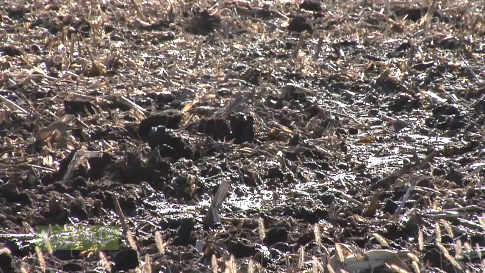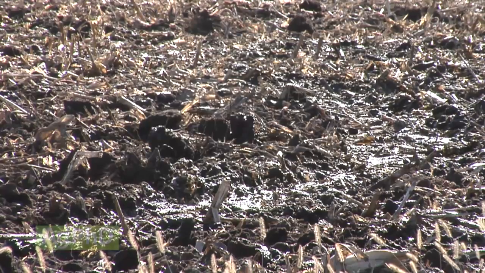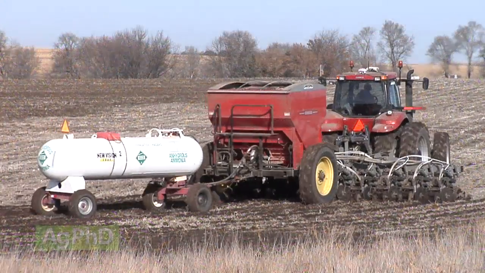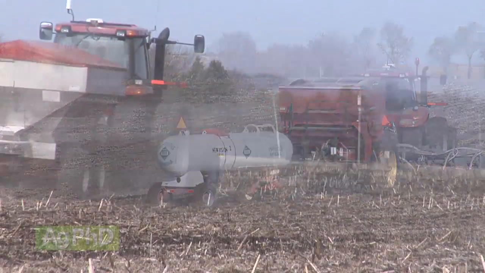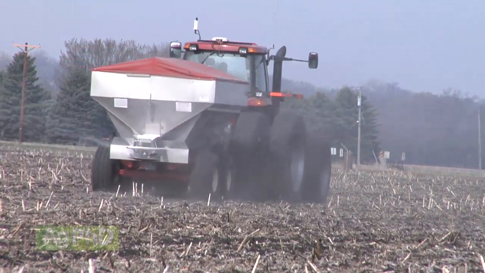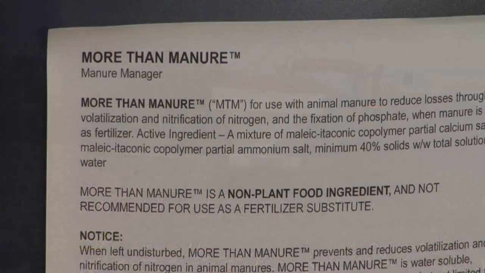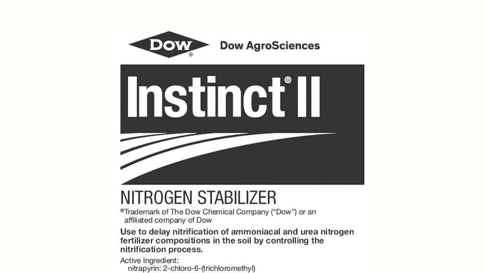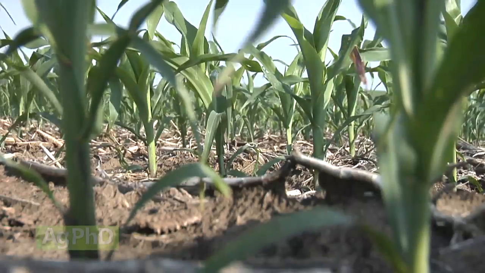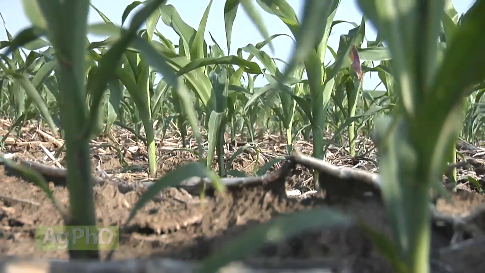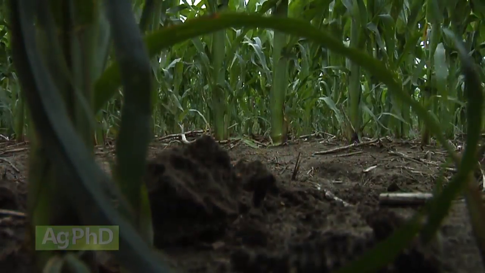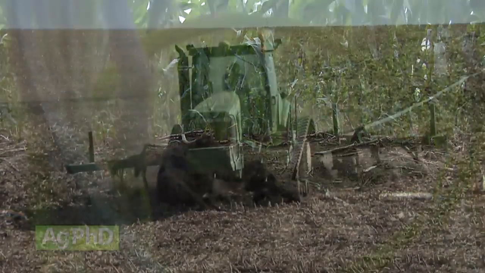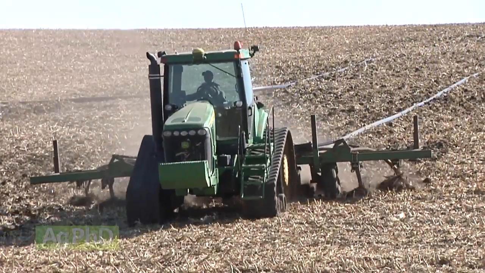Fortunately, with manure, it's going to come available a little more slowly than it would if you're putting out anhydrous, or you're putting out urea or liquid 28%, something like that. But still, there are a couple of stabilizers, whether it's more than manure or Instinct 2, that you could put on that manure. I would highly recommend that, because you think about how soon is your crop going to be taking up that nitrogen? Well, quite a few months down the road. So you want to make sure you're protecting it, whether it's in a commercial form or in manure.